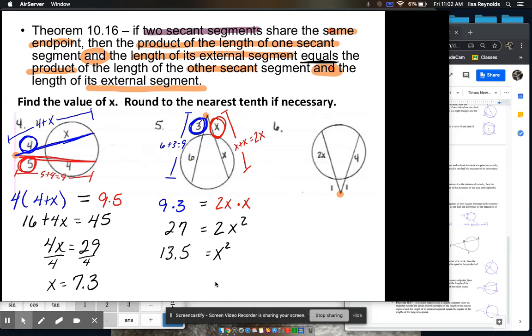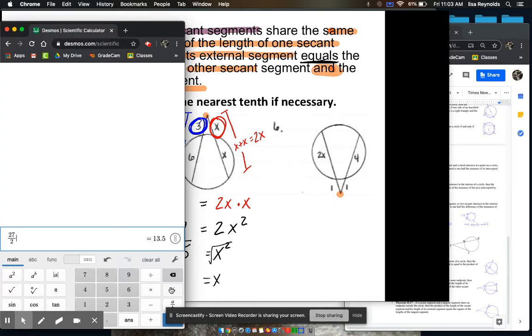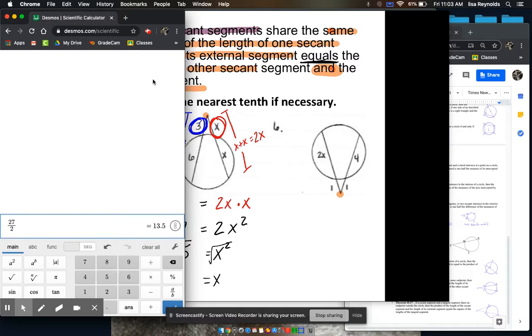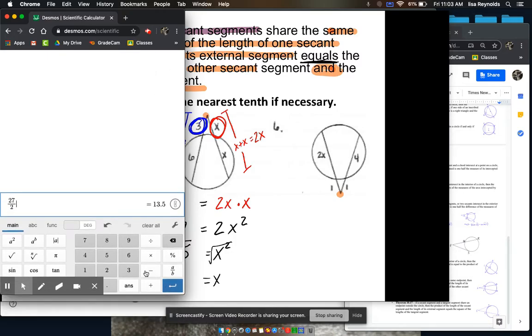And then to remove the square, we're going to take the square root. Let me pull my calculator up. Let's enter the square root of my previous answer. And we get, rounded to the nearest tenth, 3.7.